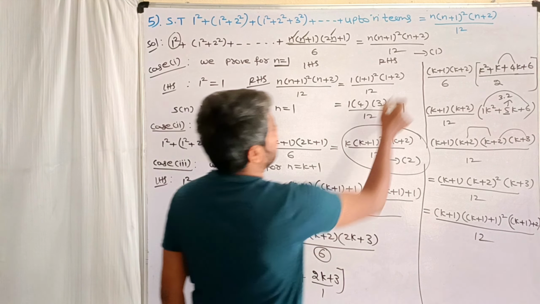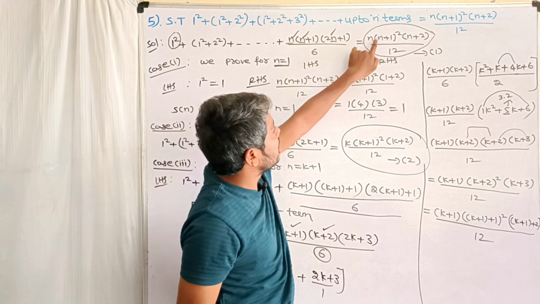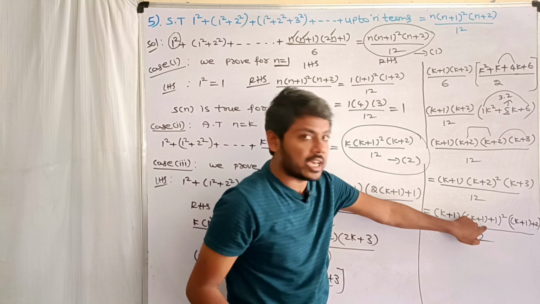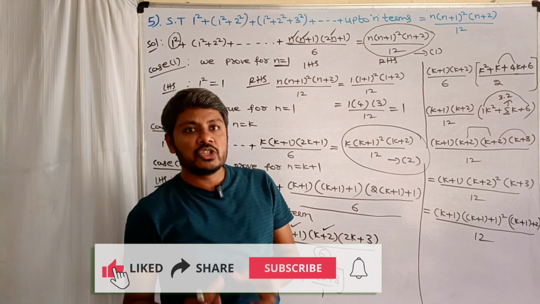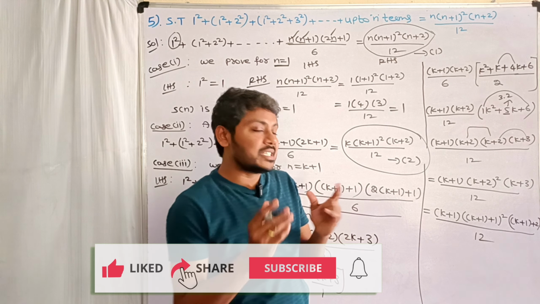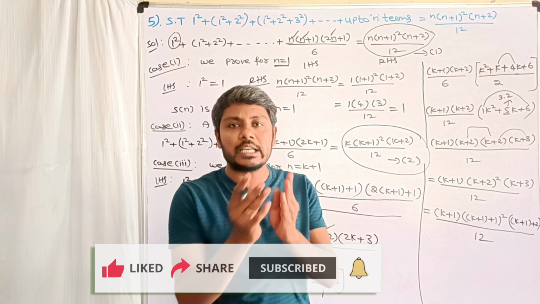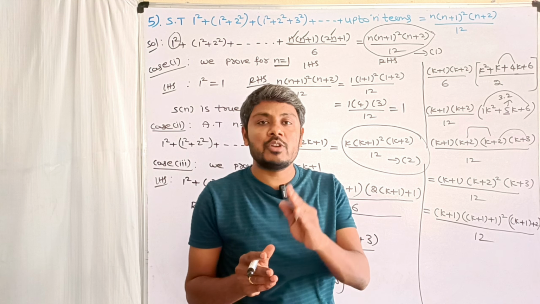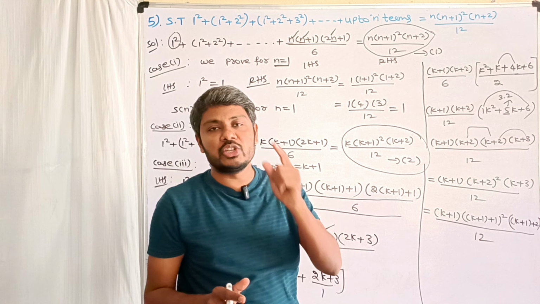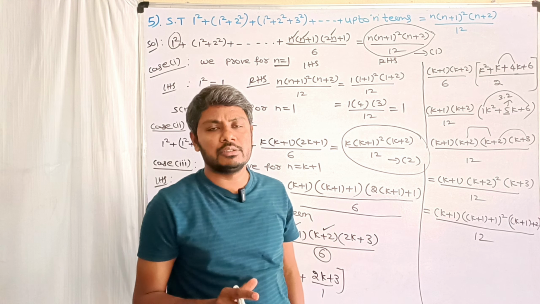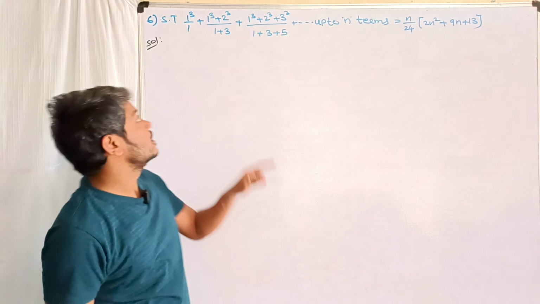So once you observe here, in place of n, what you got? (k plus 1)(k plus 1 plus 1) whole square (k plus 1 plus 2) divided by 12. So clearly we can say that the given statement is true for n is equal to k plus 1. By principle of mathematical induction, S of n is true for all positive integers, n belongs to N. Okay. So next question number 6.